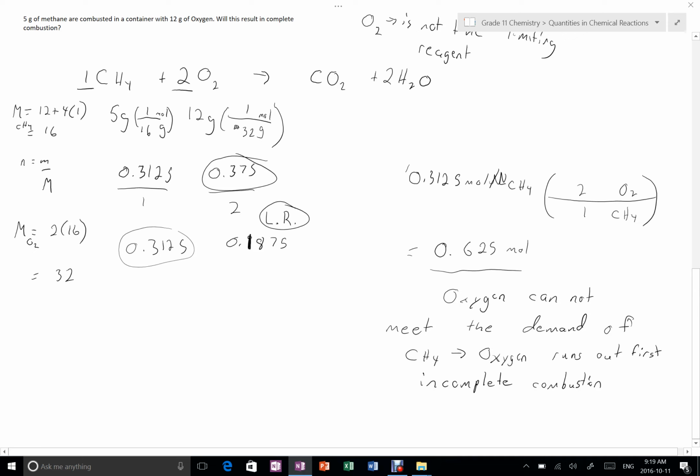So that's how I figured out what the limiting reagent in that reaction was, taking into account the mass of an individual particle and the ratio at which those particles are used.